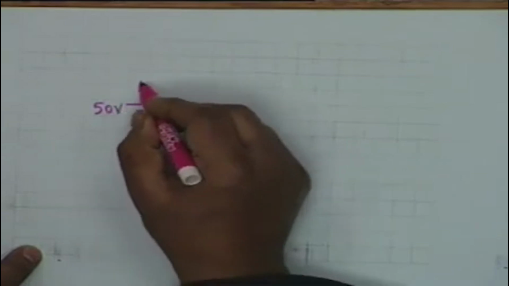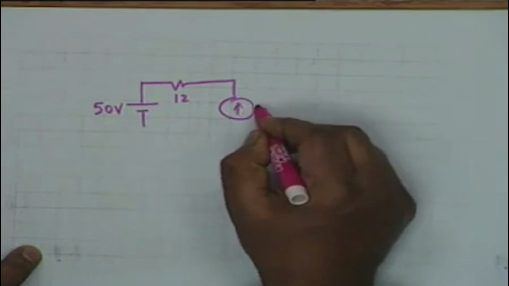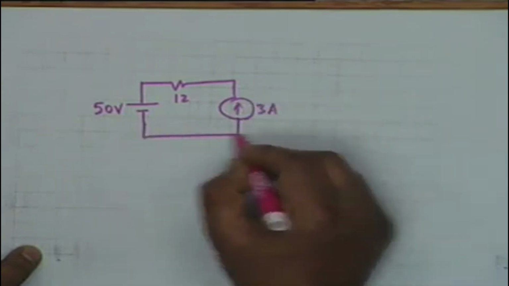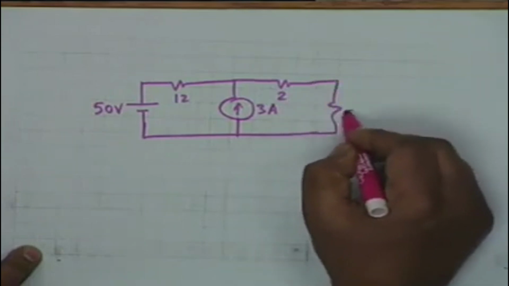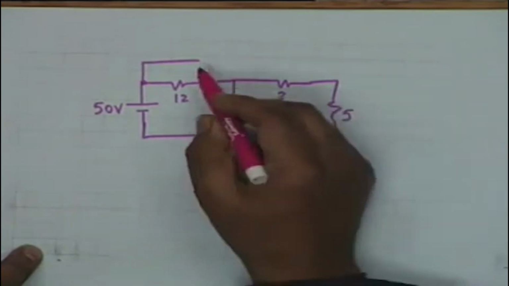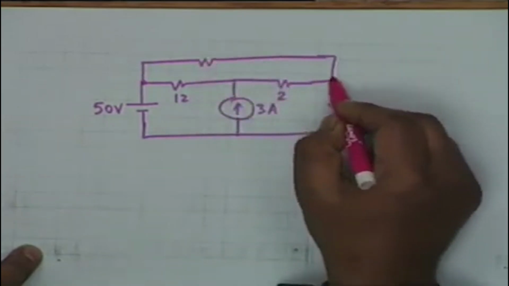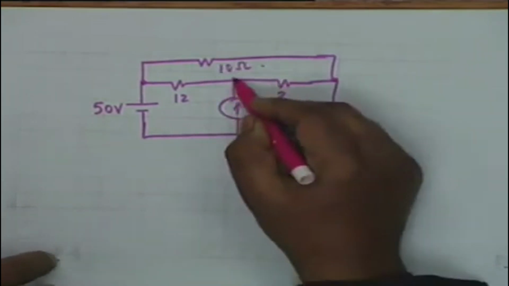The figure has become a bit complicated, so let us draw a fresh figure and look at this circuit again. What I have is 50 volt, then 12 ohms, 3 amperes, 2 ohms, 5 ohms. I am not writing ohms, it being understood that the values are in ohms, and 10 ohms.